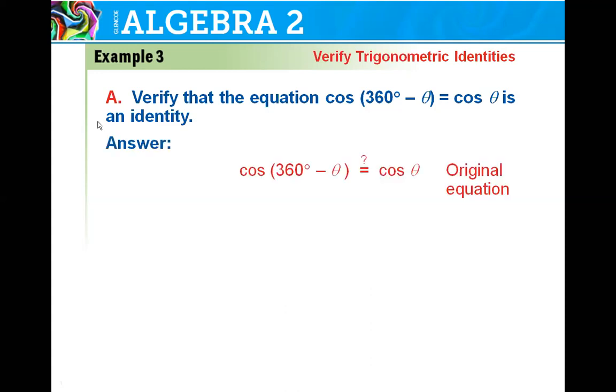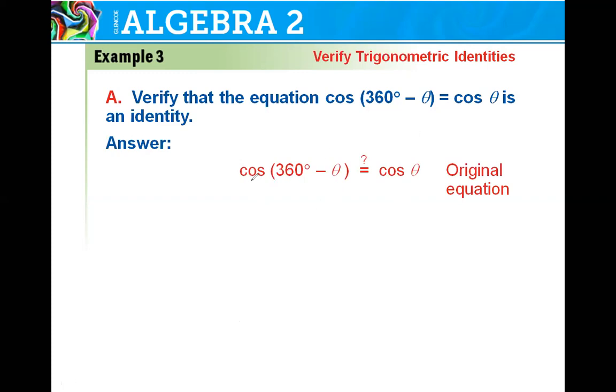First step: we verify that cosine 360 minus theta equals cosine theta. We start from the left-hand side. Here I'm going to use the cosine law, or the cosine identity for the difference of two angles.